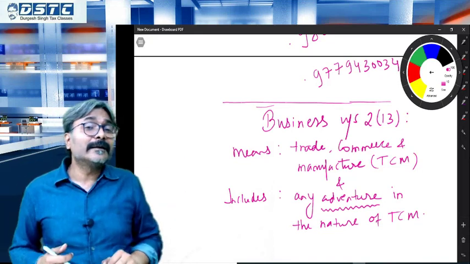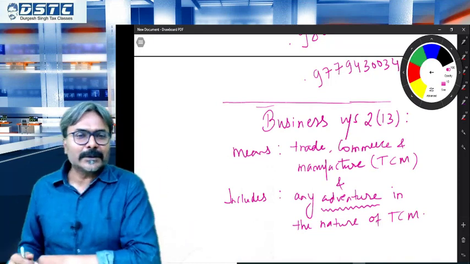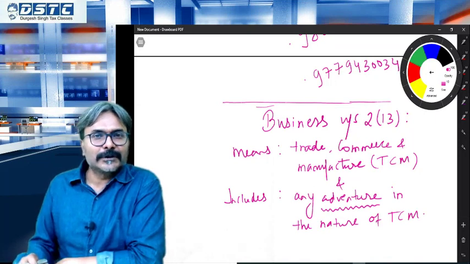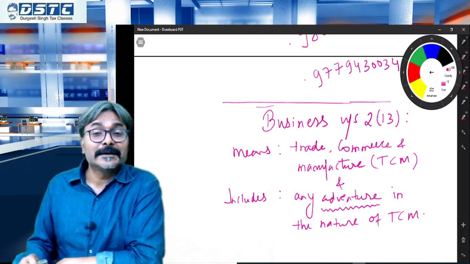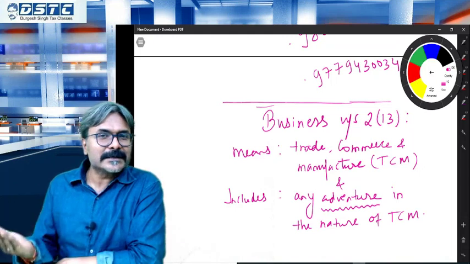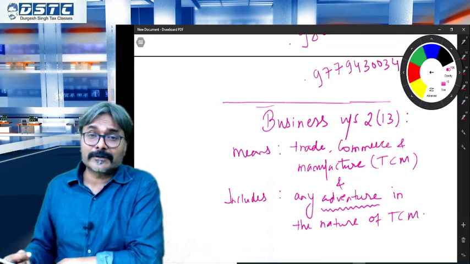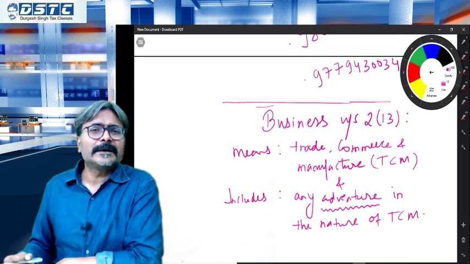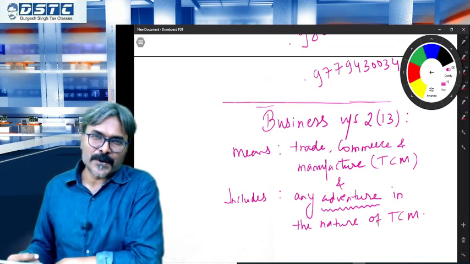So based on that, students, what's your take? Is the action of the AO justified? Say, final chance. He is saying that business includes the term adventure, and because it includes the term adventure, it would be classified under the head PGBP. Is this argument justified? And the High Court has said the answer is no.